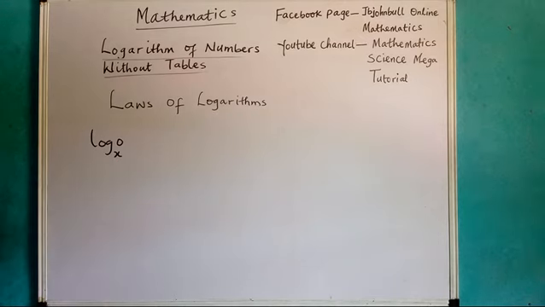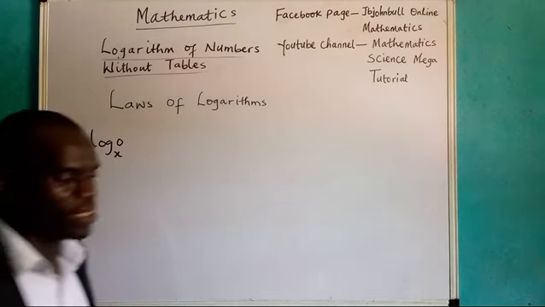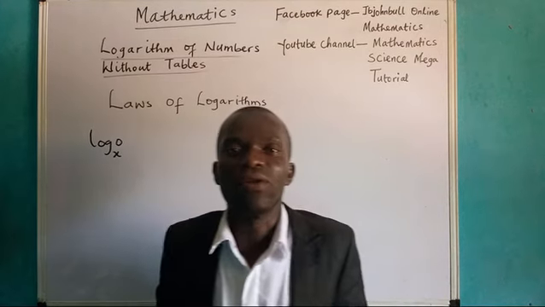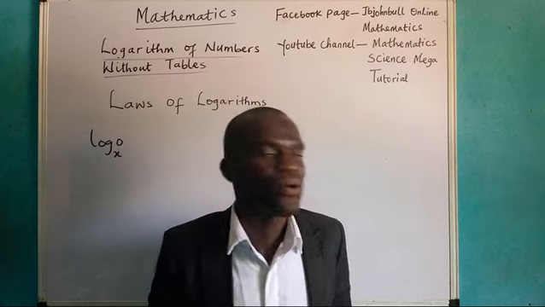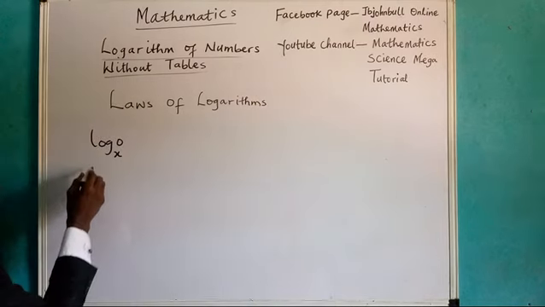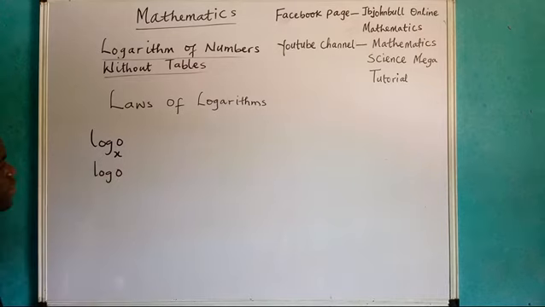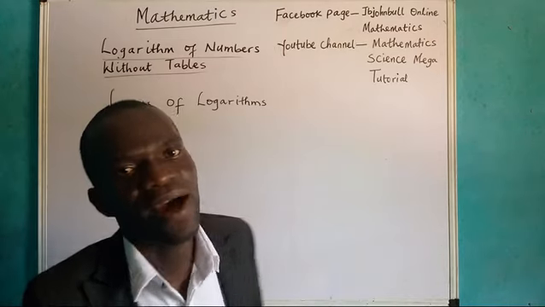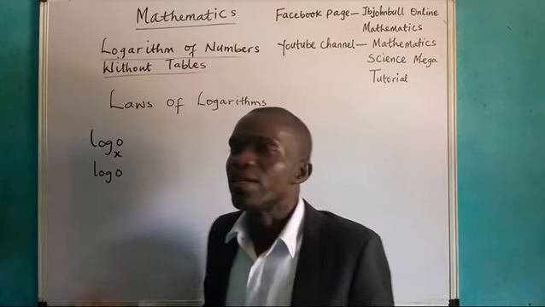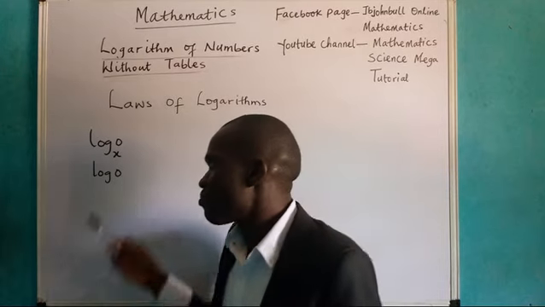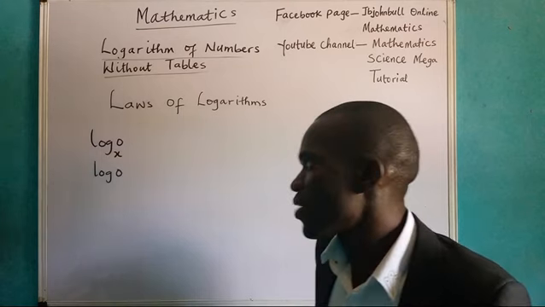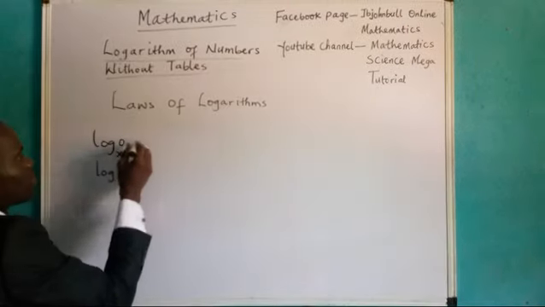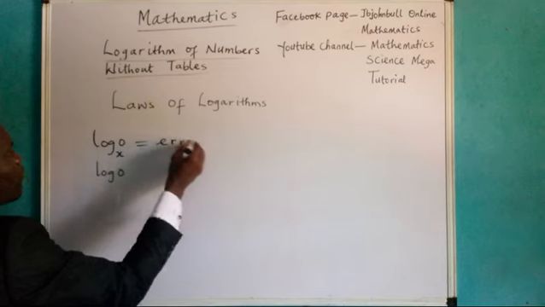Now, the log of 0 to any base is simply an error, a math error. Let us try this. The log of 0 to base 10. Don't forget that in the calculator, we have a common base, which is the base of 10. Now, get your calculator and press the log of 0. You are going to have math error. Therefore, the log of 0 to any base is an error.